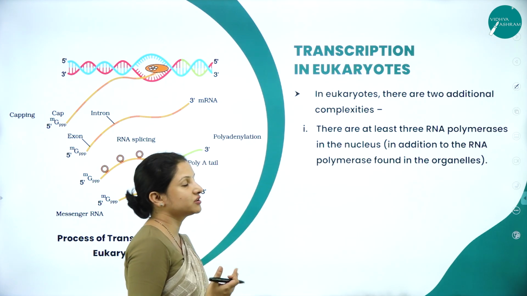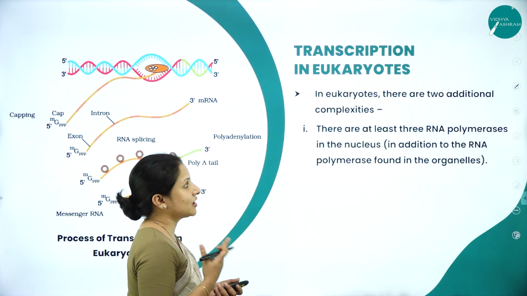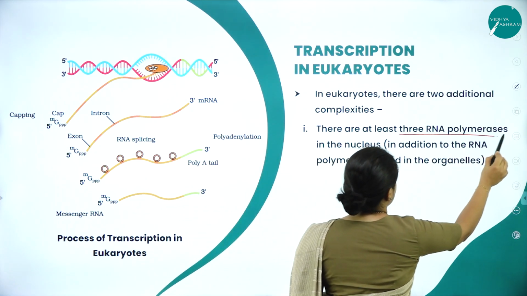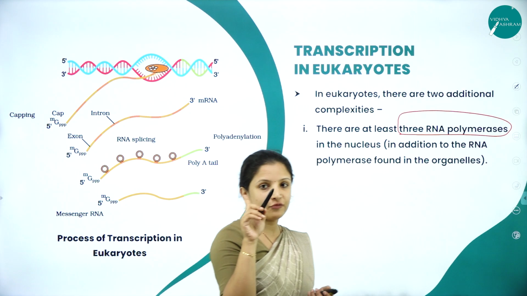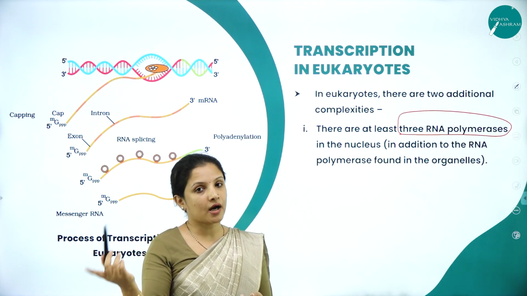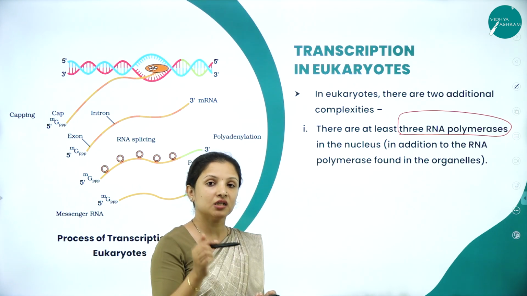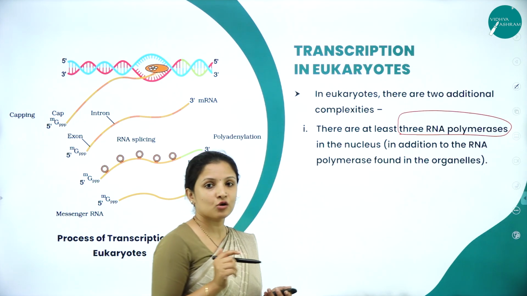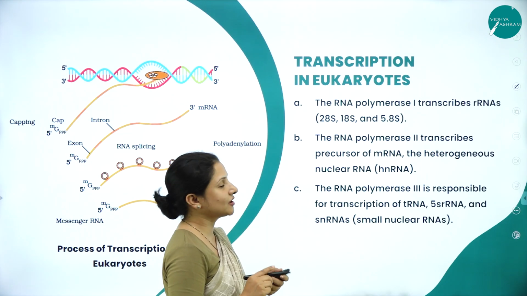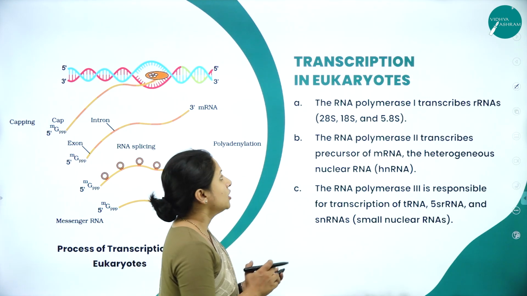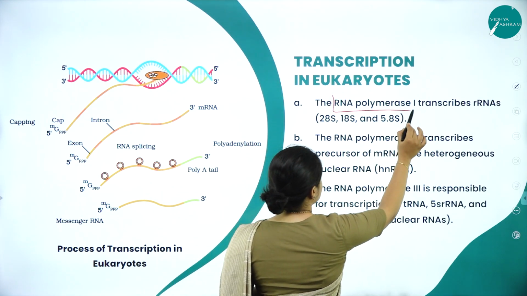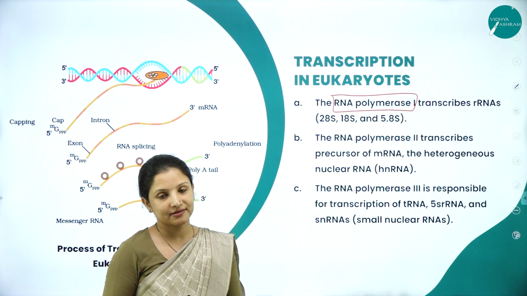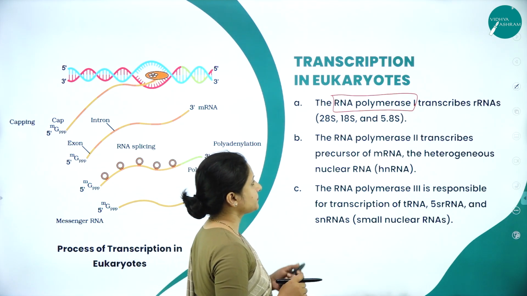Transcription process in eukaryotes. In eukaryotes, there are 2 additional complexities. One is that at least 3 RNA polymerases are involved. In the case of prokaryotes, only the DNA dependent RNA polymerase enzyme was involved, but here 3 RNA polymerase enzymes are involved. Hence it is a complex process. So let's look into what the 3 RNA polymerase enzymes are. One is RNA polymerase 1, which transcribes the rRNAs, that is the ribosomal RNAs.